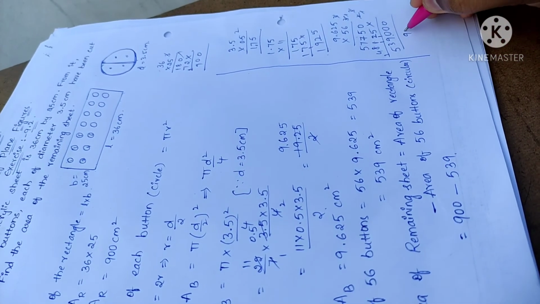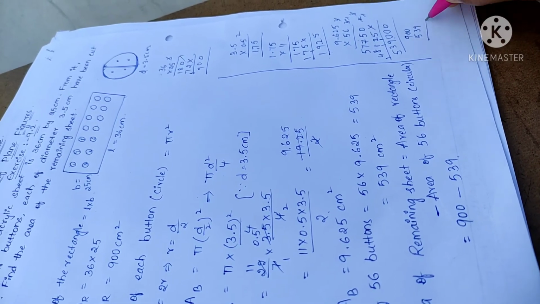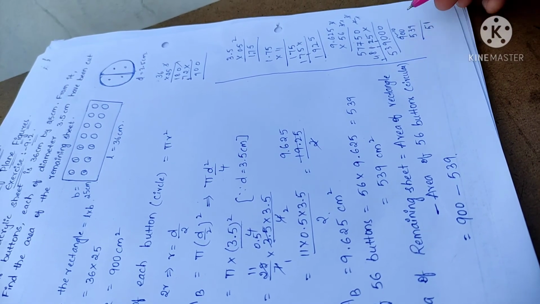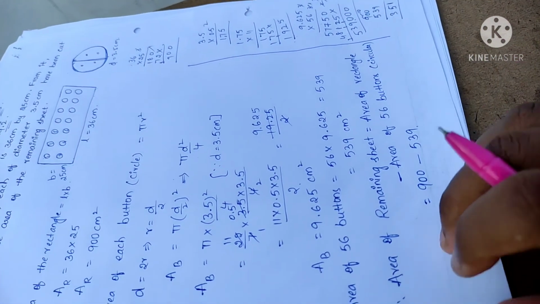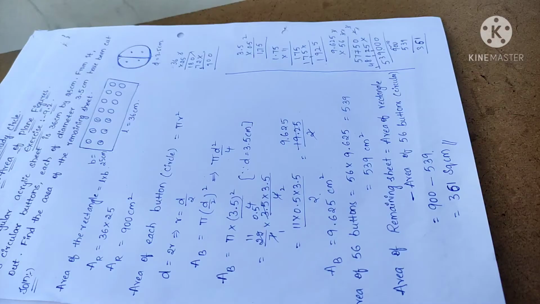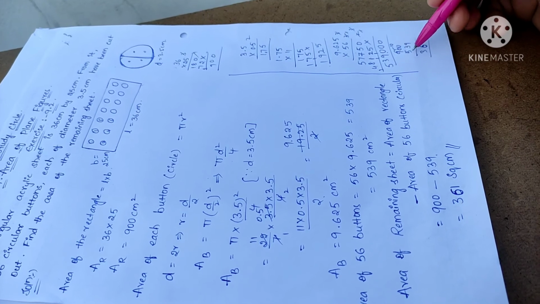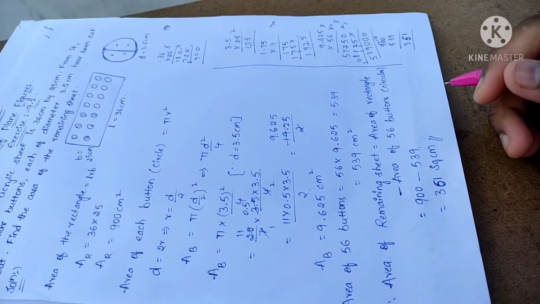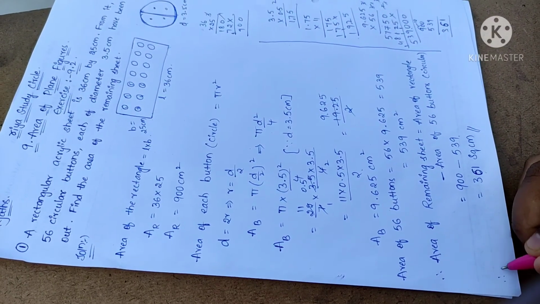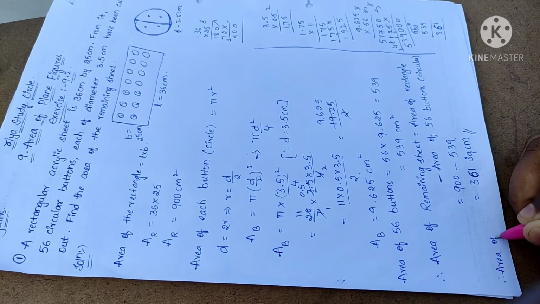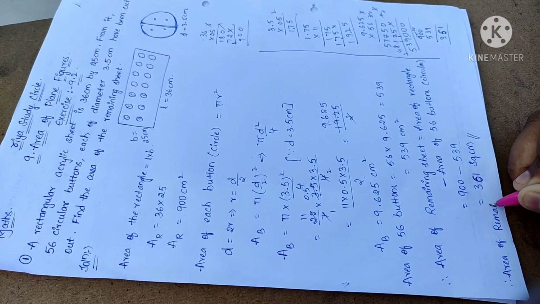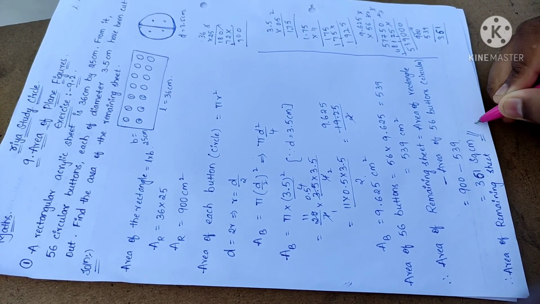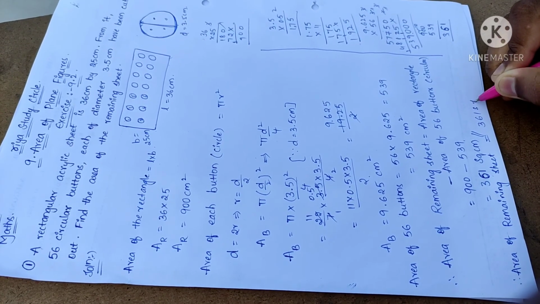Now we have to subtract. 900 minus 539 is, 10 minus 9 is 1, 9 minus 3 is 6, and 8 minus 5 is 3. So we get 361 square centimeter. So this is the solution for this problem. 900 minus 539 is 361. So we can write, therefore, area of the remaining sheet equal to 361 centimeter square.